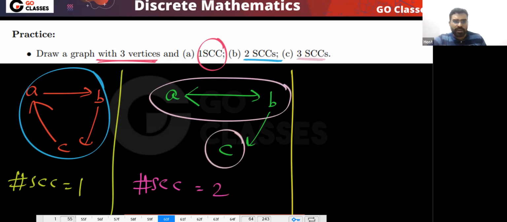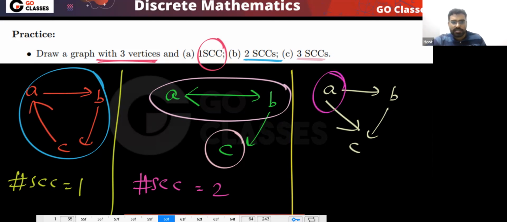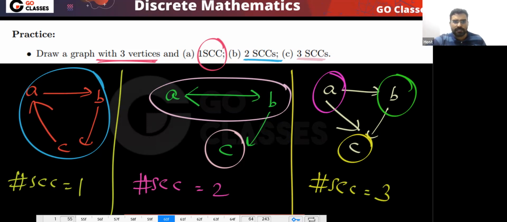3 strongly connected components. What should be the graph? A, B, C. This graph will work. You can check it out. This graph will work because there is a path from A to C, but no path from C to A. There is a path from A to B, but no path from B to A. So finally, in this graph, each of these is a strongly connected component. So the number of strongly connected components is 3.